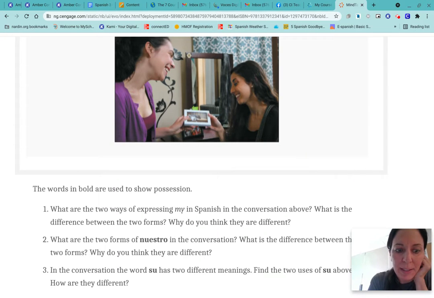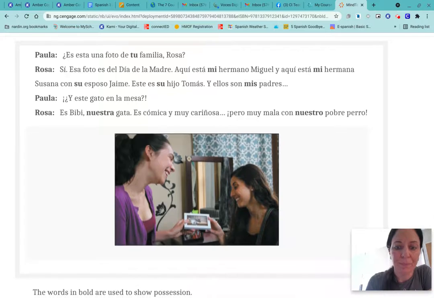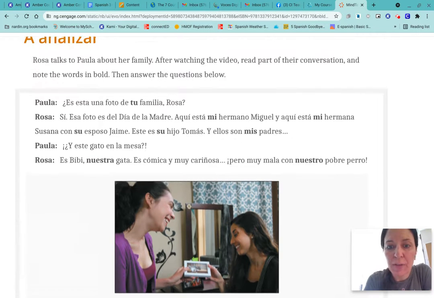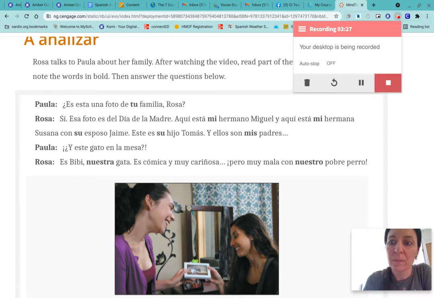And then the second question says, what are the two forms of nuestro in the conversation? What is the difference between the two forms? So you want to look for the two examples of the word nuestro. They look similar. And tell me what you think are the differences. Finally, the last question, in the conversation, the word su has two different meanings. Number 3, find the two uses of su above and how are they different. So you're going to look in the conversation, find the two examples of su and tell me what you think they mean in context.